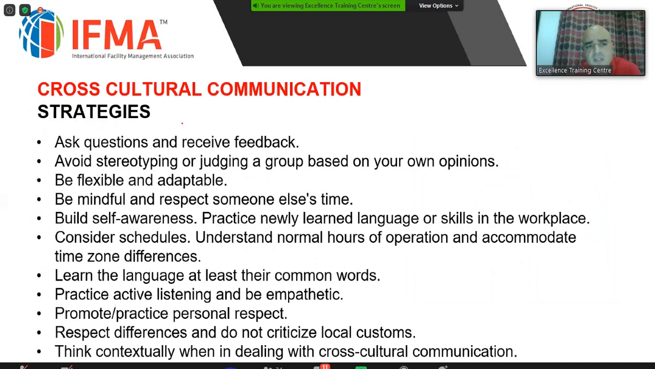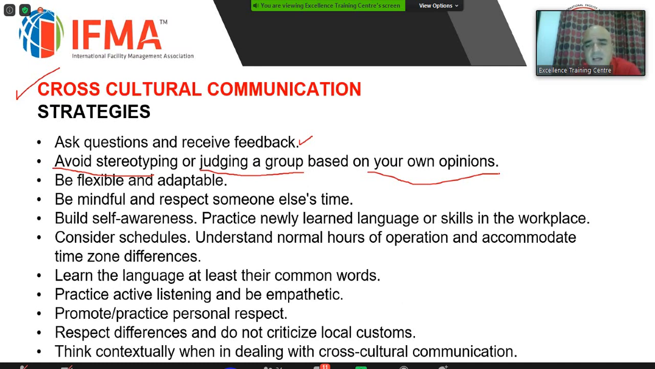Cross-cultural communication strategies. To have effective and efficient communication in a cross-cultural setting, an important part is to ask questions and receive feedback, two-way. Avoid stereotyping, avoid reaching a conclusion, avoid judging a group based on your own opinions. Avoid saying, oh, because he is Arabic, he has this behavior. Not all your fingers are equal.